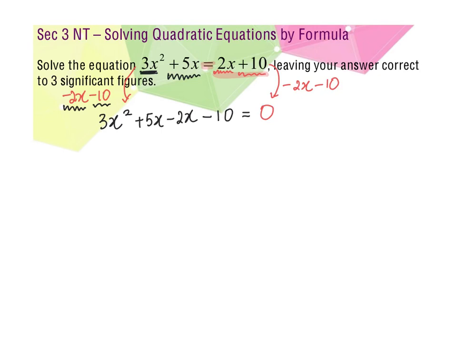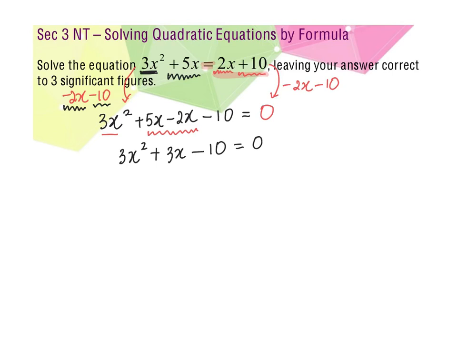Then now let's take a look at our expression. Is this the simplest form? I have x squared, but there are two x terms here. So this is 5x minus 2x, and that will give you 3x. So we simplify this to be 3x squared plus 3x minus 10 equals 0.